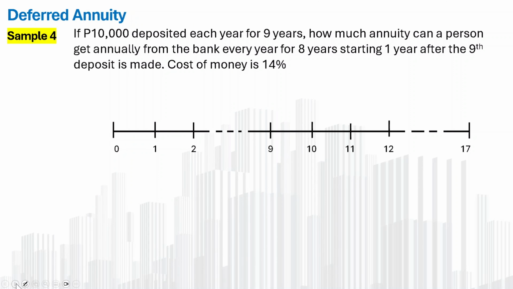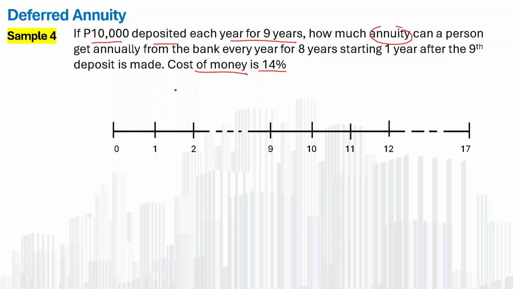Let's try a sample problem dito. Here we have 10,000 pesos deposited each year for 9 years. How much annuity can a person get annually from a bank every year for 8 years starting 1 year after the 9 years deposited? So yung cost of money dito is yung interest rate natin or yung cost of borrowing.